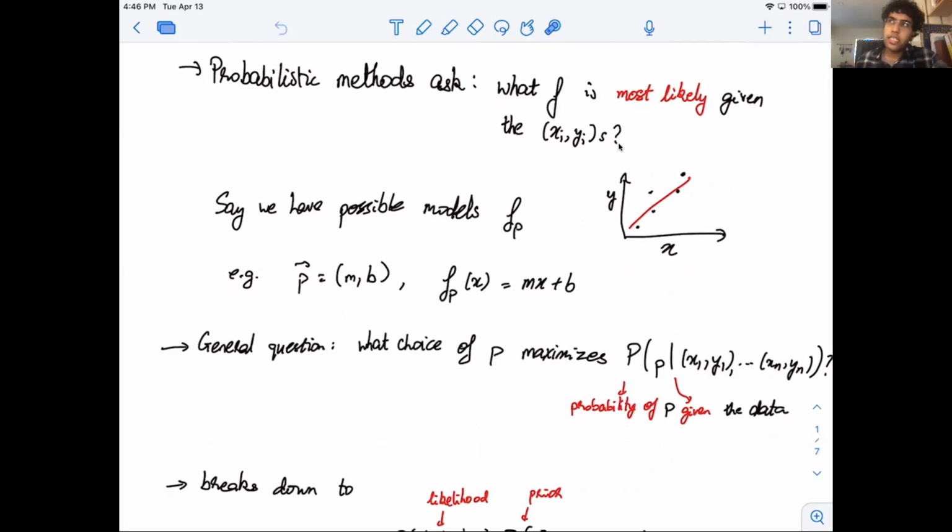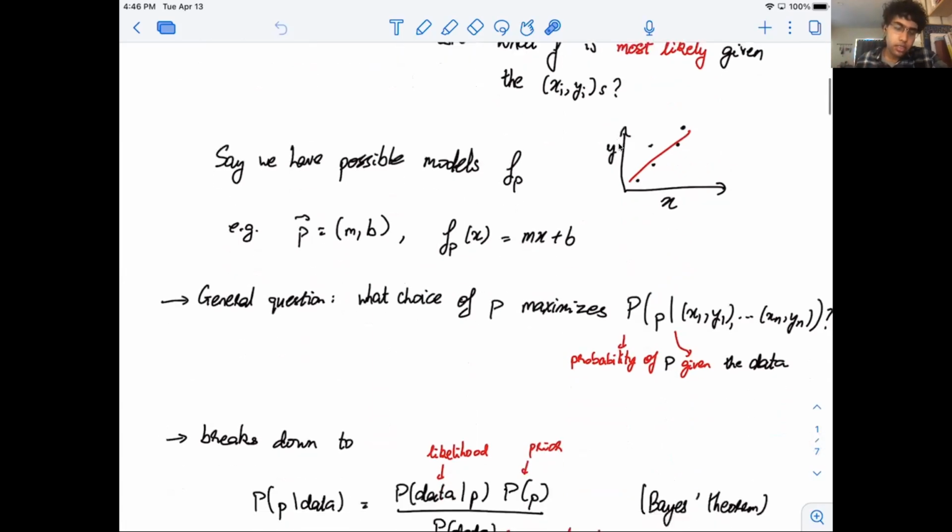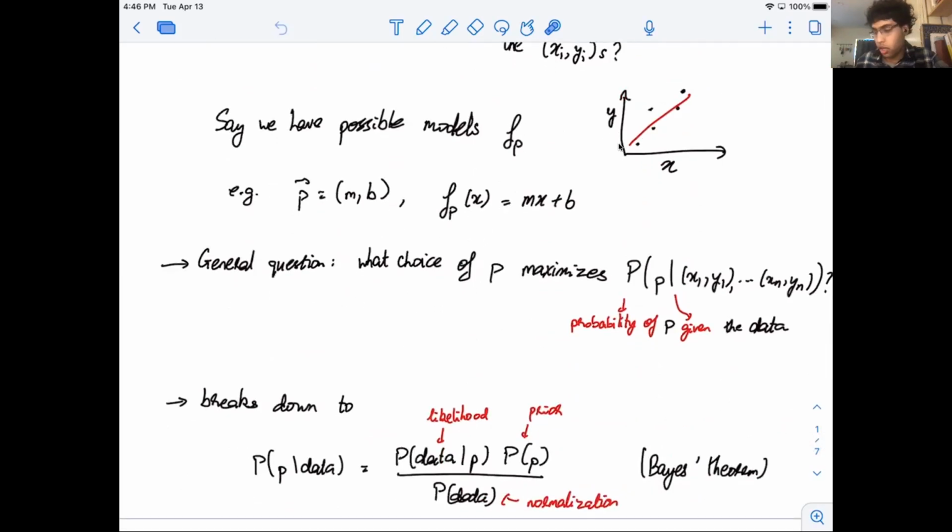How this is usually done is a Bayesian method, using Bayes' theorem, which essentially breaks down into evaluating a likelihood. That is to say, if this is the true relationship, if y is 3x plus 2, then what is the probability that these data come from that, with some noise attached to it?